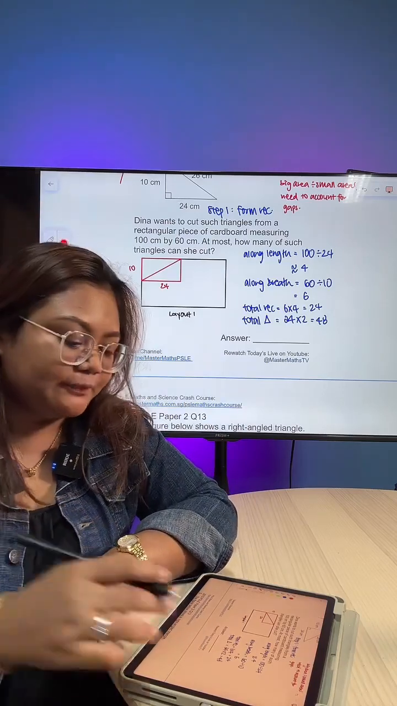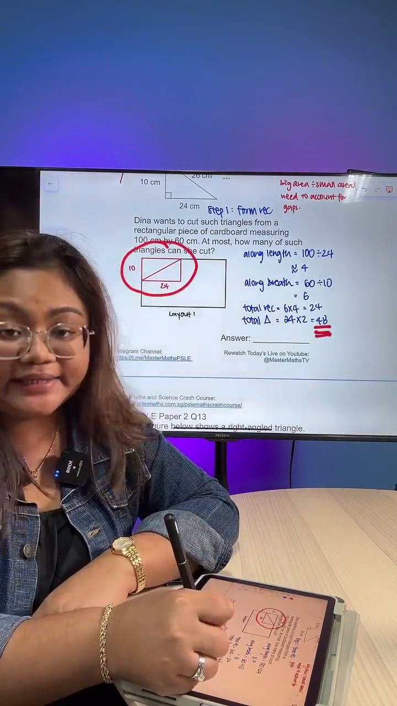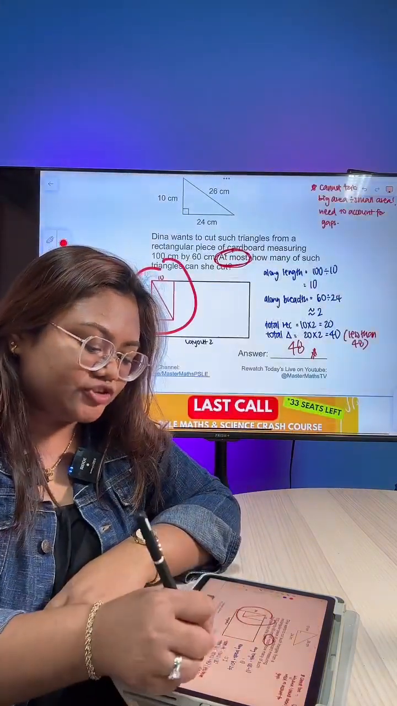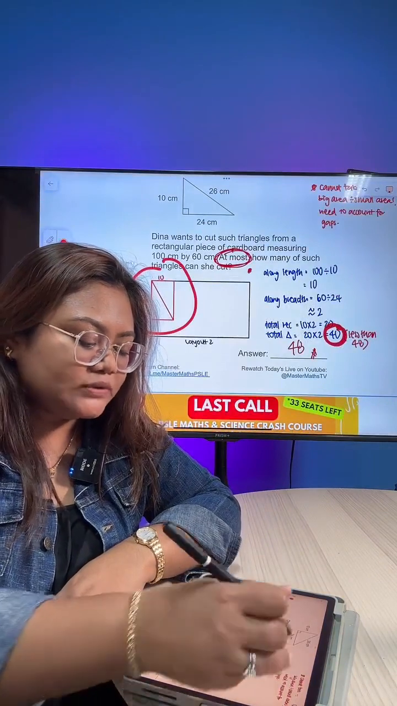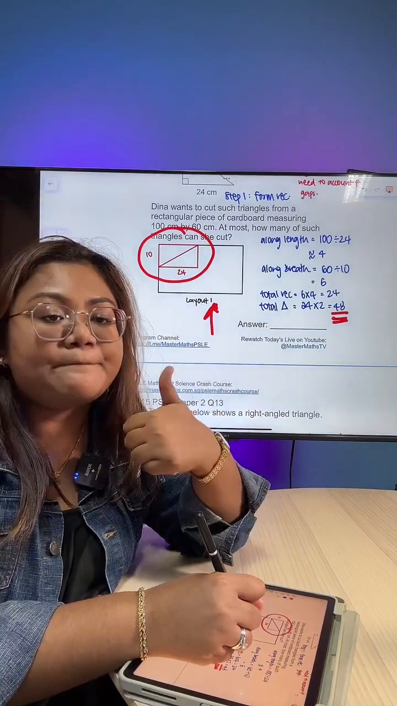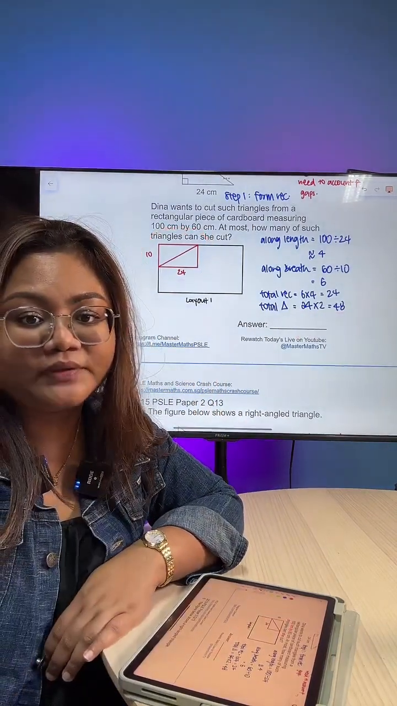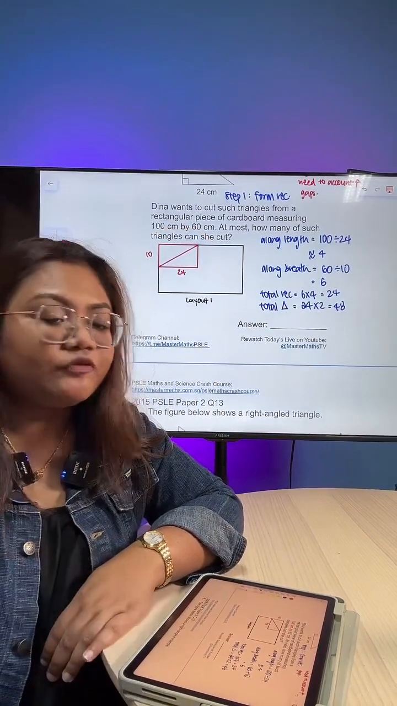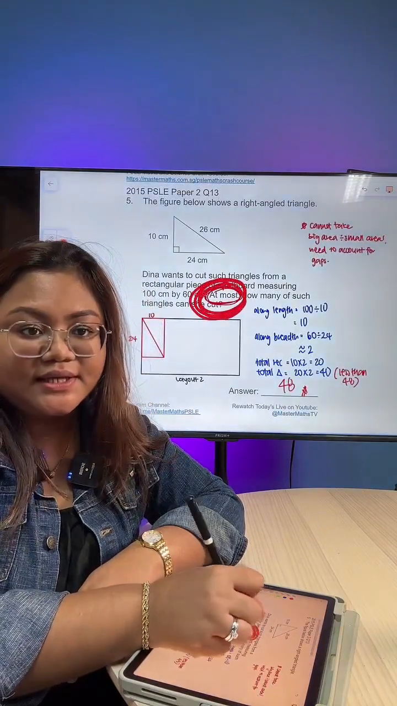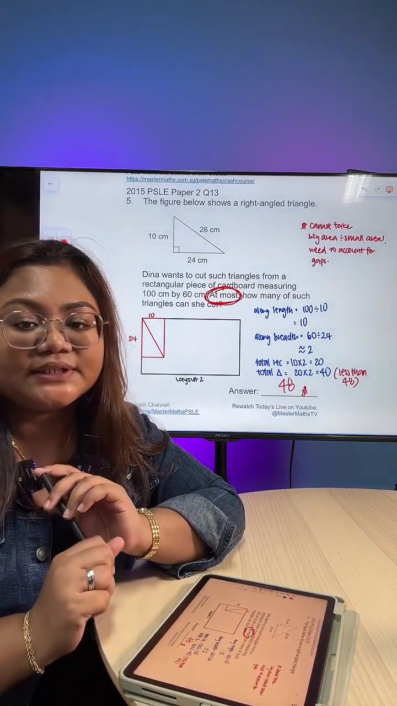How did I get 40 but the answer is 48? Because using this layout, I get 48. I can have more triangles. Using the second layout, I have fewer triangles, 40. Since I want at most, I stick to layout number 1. This is the most optimized, the best for me. So my answer is still 48. Clear? If you use layout 2, your answer will not be correct because they want at most. So at most means I need to use layout 1. Layout 1 is better. Okay?